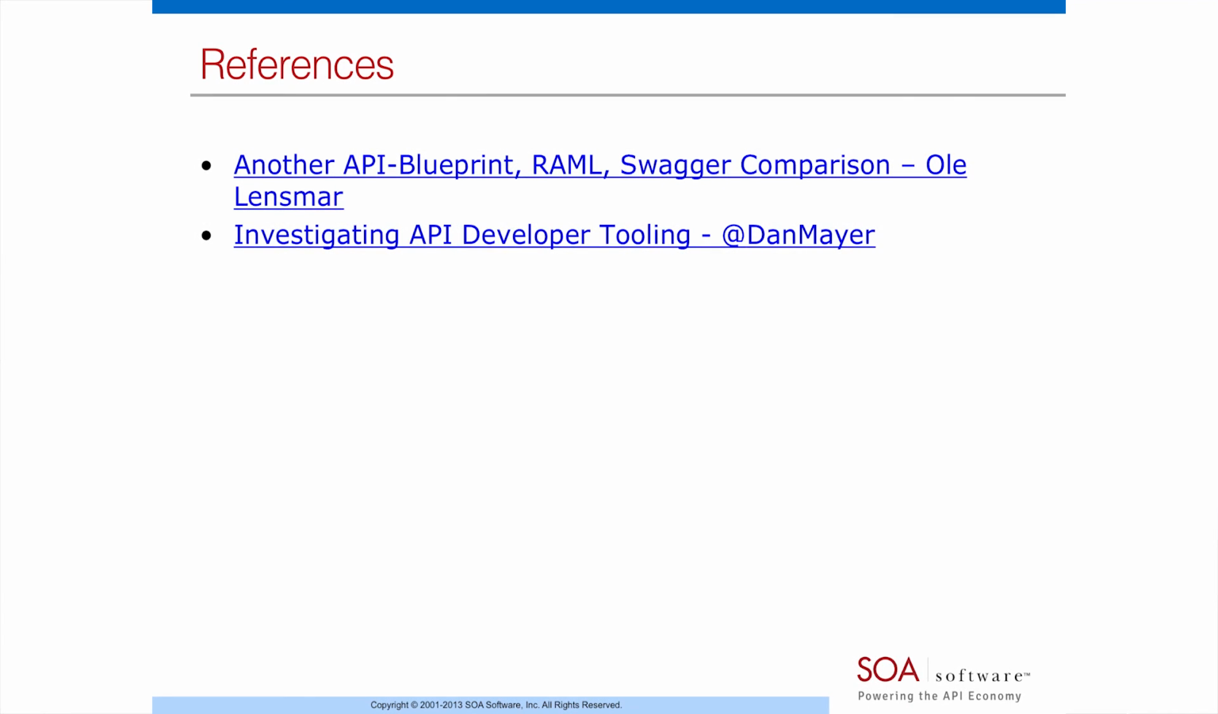With that, there's a couple references that I used. Ole Lensmar from SmartBear did one of the first comparisons between API description languages in February. So he's got another presentation. I took a little bit different look at the API description languages. And then also Dan Meyer has a huge blog written up on the various API description languages as well that you can go and read.